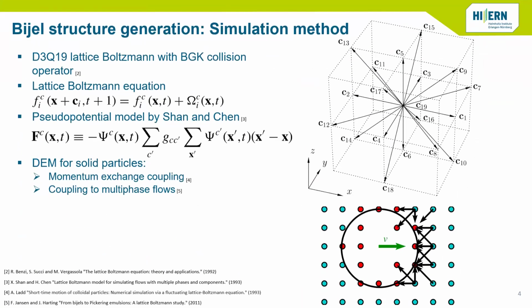To generate these kinds of structures, we make use of the lattice-Boltzmann method, more in particular a D3Q19 lattice with BGK collision operator. Of course, I have the following Boltzmann equation, which would be very familiar to all of you. We make use of the pseudopotential model by Shan and Chen to trigger spinodal decomposition between two fluid phases. For the solid particles, we make use of DEM, the discrete element method. And we make use of the momentum exchange coupling, which was pioneered by Ladd, as well as the coupling to multiphase flows by Jansen and Harting. With this all in place, we can start to simulate our bigels.